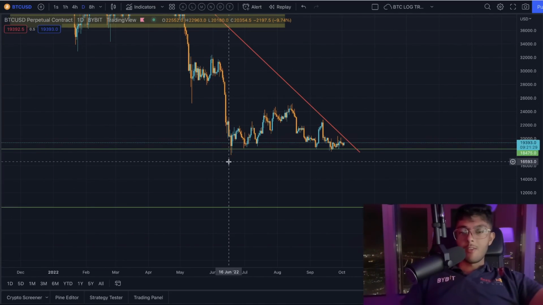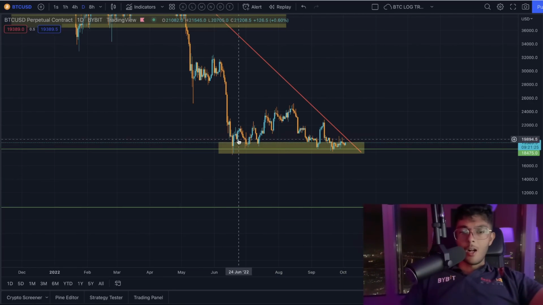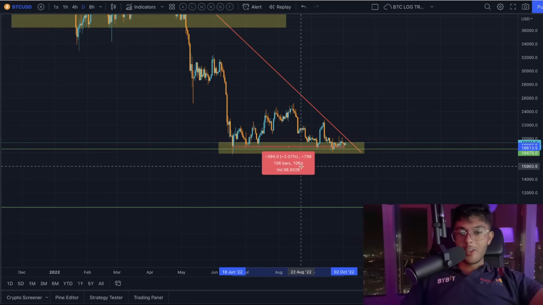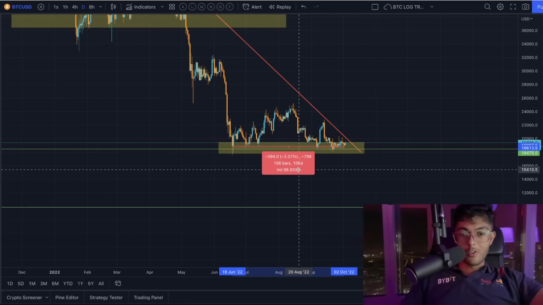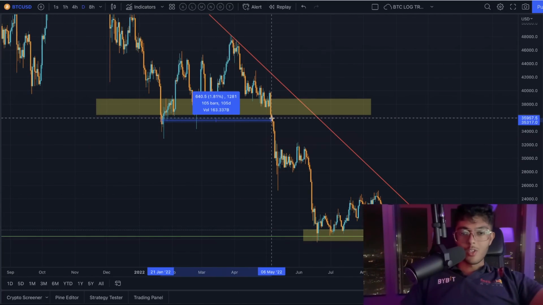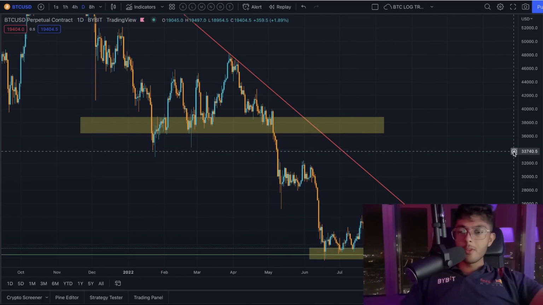But what I think is even more important is if we draw another support box like this, and we look at how long Bitcoin has been interacting with this, the time frames line up pretty well. This is 106 days that we've been here, and just to refresh your memory, this was 105, 104 days, whatever. So we're really at quite similar time frames right now.